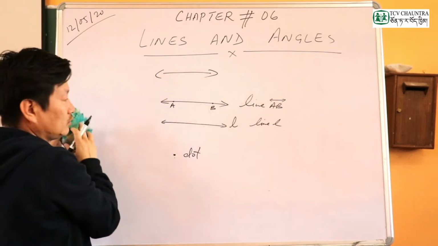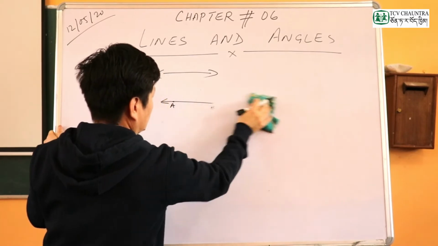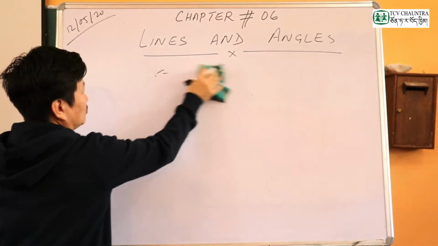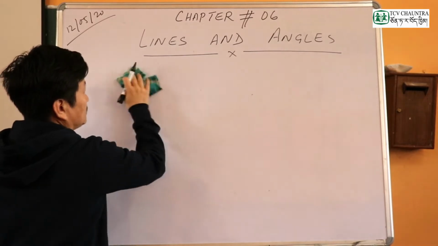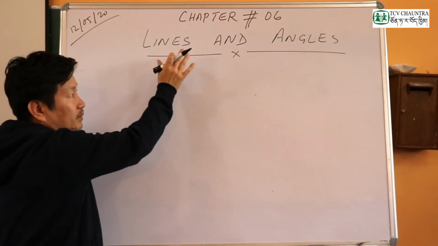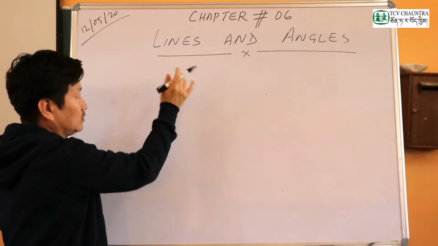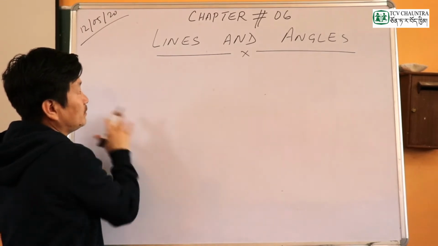The line has one dimension. In geometry, a line is one dimension. A plane is a two-dimensional figure. In lines and angles, we are working with a plane, which has two dimensions.